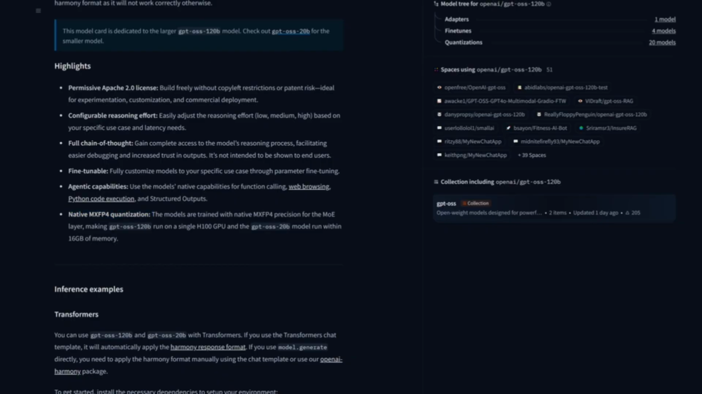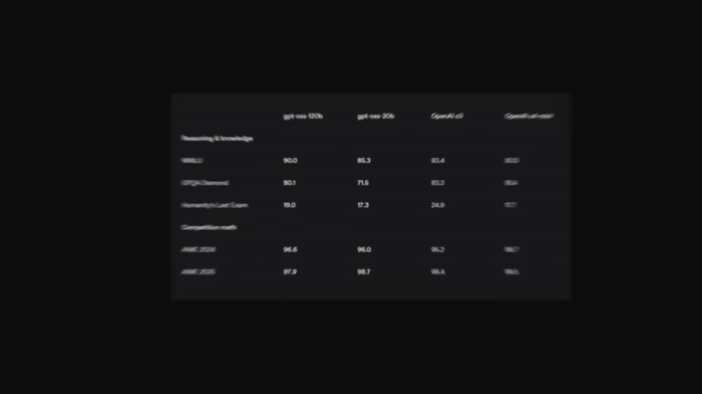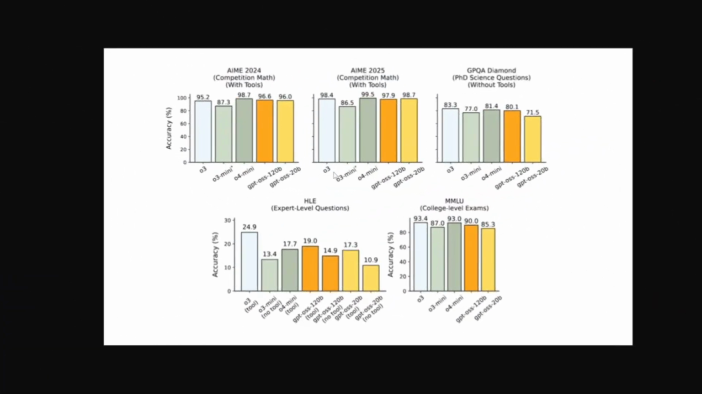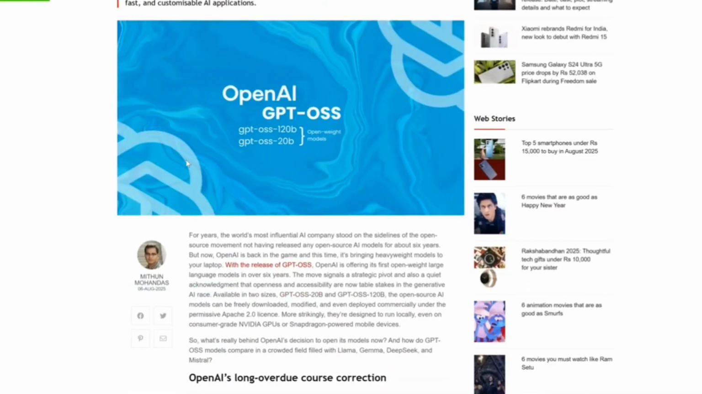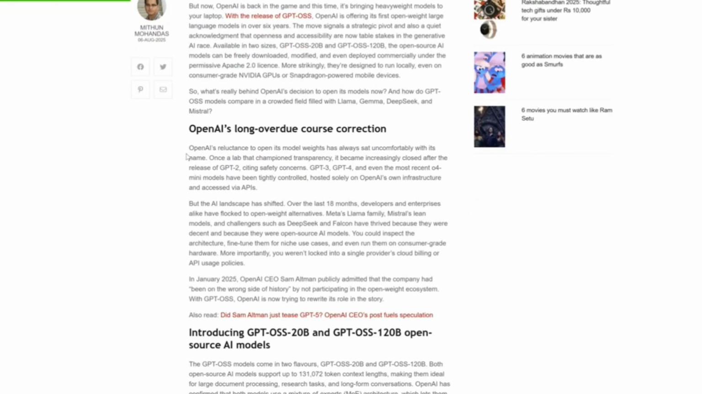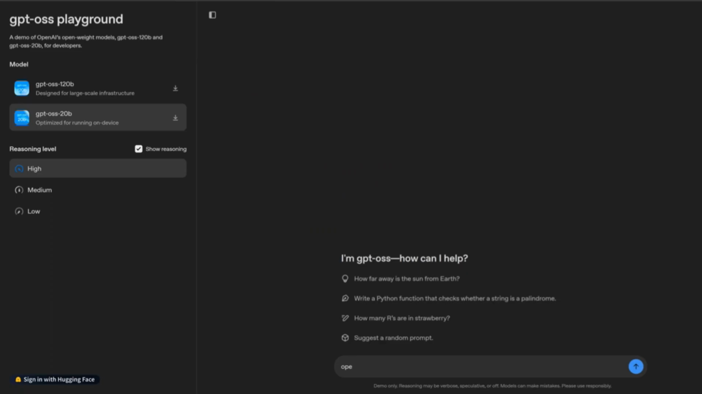One user on Hacker News confirmed they got the 20B model running locally on their MacBook Air M3 from last year. Both models use mixture of experts architecture, which is why they're so efficient. The 120B model has 117 billion total parameters, but only activates 5.1 billion parameters per token. The 20B model activates just 3.6 billion per token. This means once you load the model into memory, inference is incredibly fast.